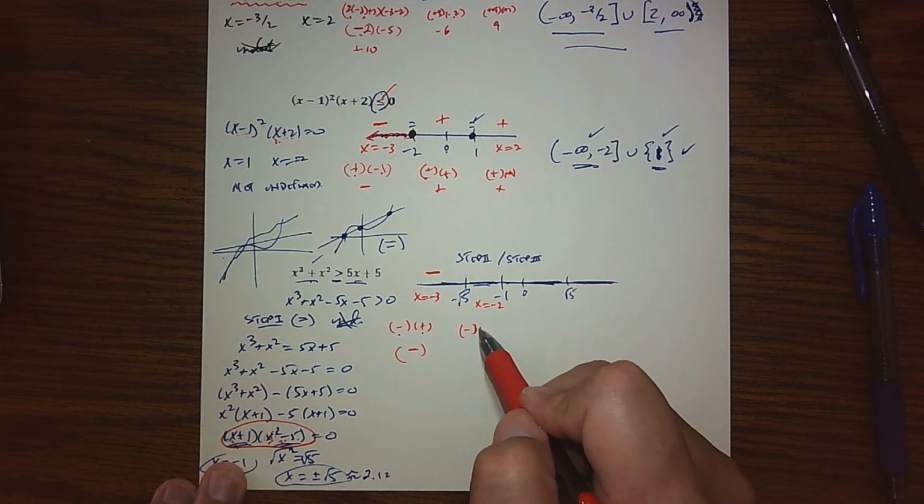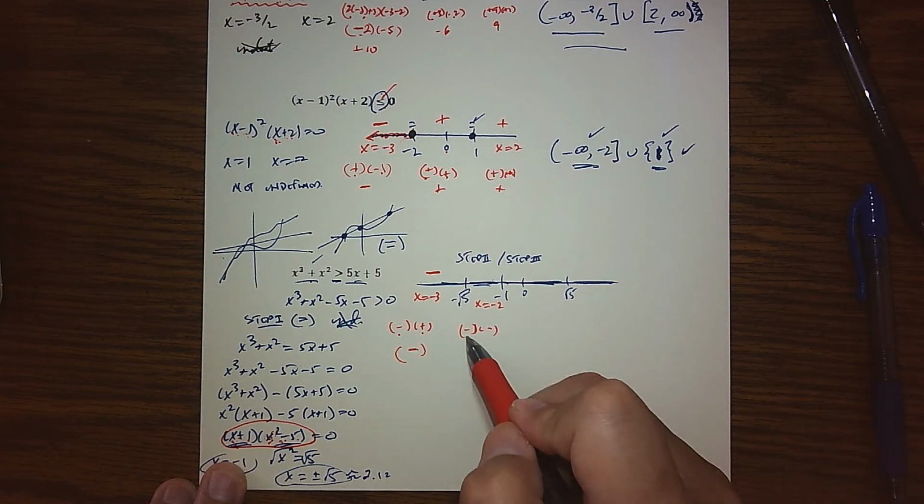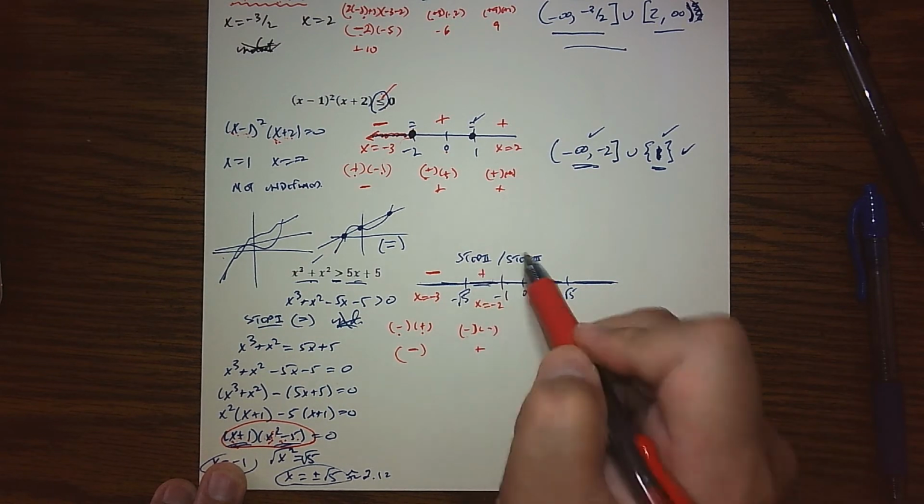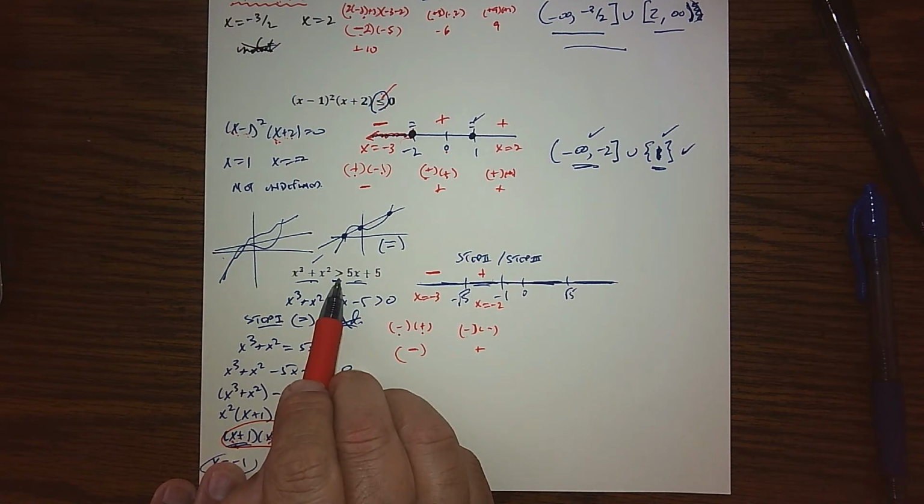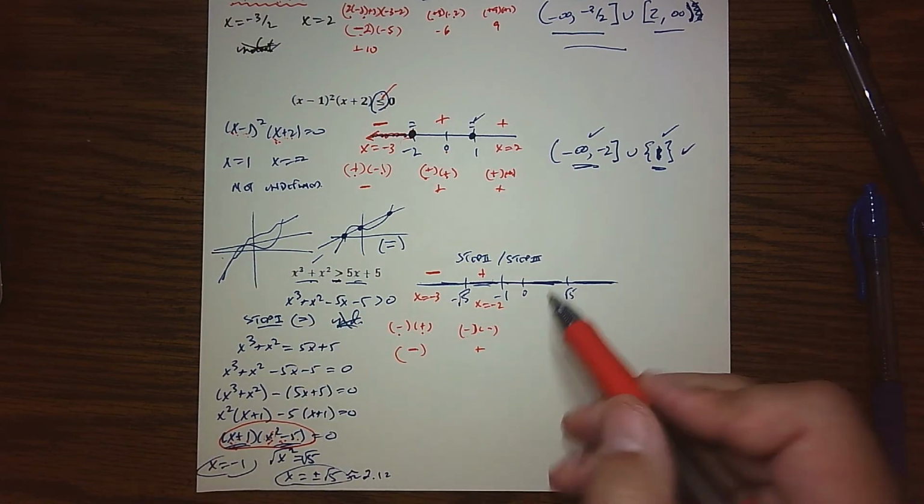Minus 5 is negative 1, so it's negative. So a negative times a negative is a positive, so we're positive here. So we're solving the greater than. So we can almost start doing the next step.